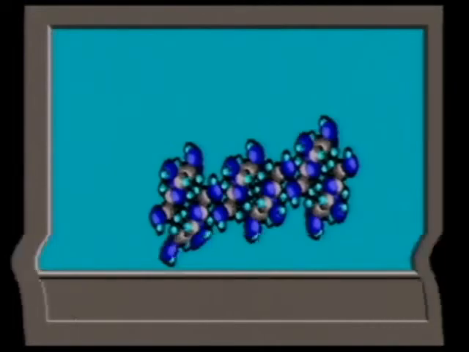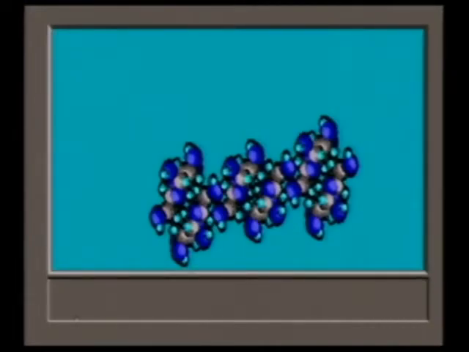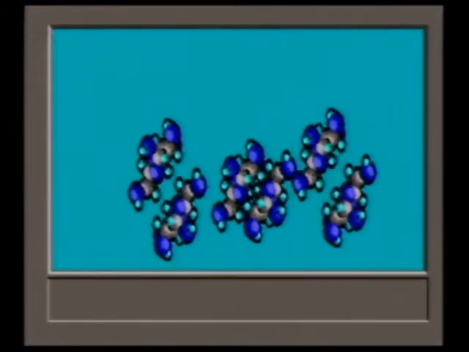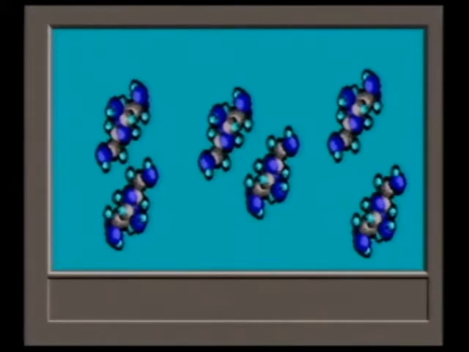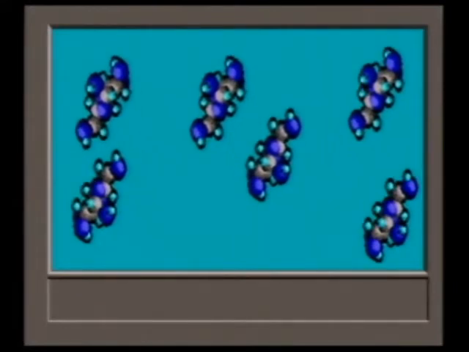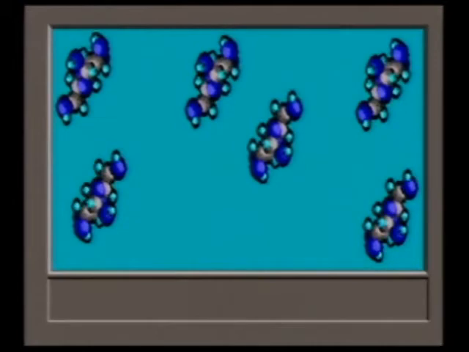Look at the difference between electrolytes and non-electrolytes at a molecular level. Sugar is a covalent compound. When it is placed in water, the sugar molecules break away from the crystal and are surrounded by water molecules. But the sugar molecules themselves remain intact.